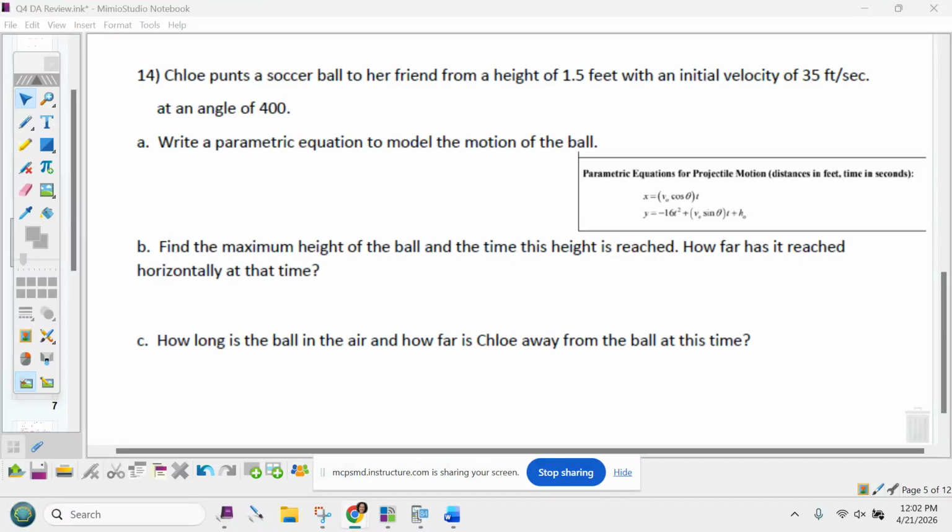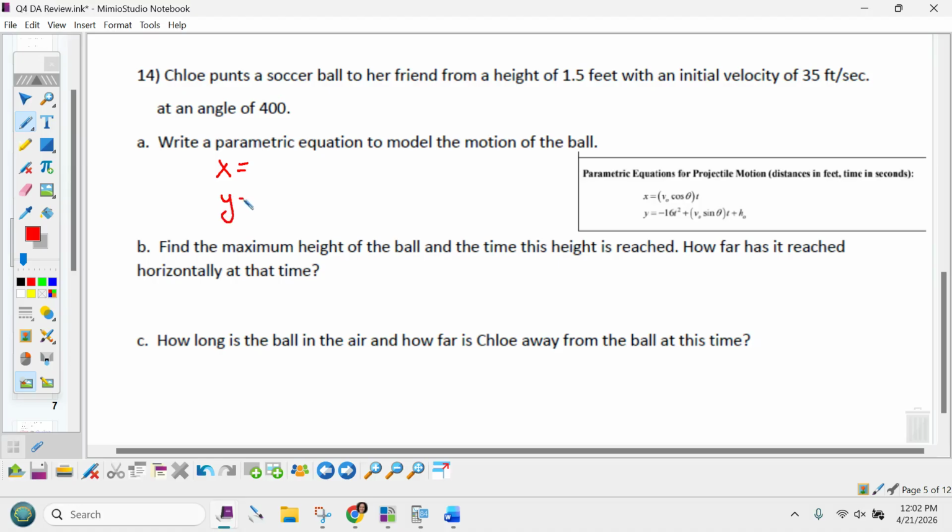Okay, for number 14, we need the formula sheet. So flip back to the cover and you will see the parametric equations for projectile motion, because we've got Chloe who kicks a soccer ball to her friend. So we've got an x equals and a y equals. V sub 0 is the initial velocity, that's 35, at an angle of 40 degrees times t.